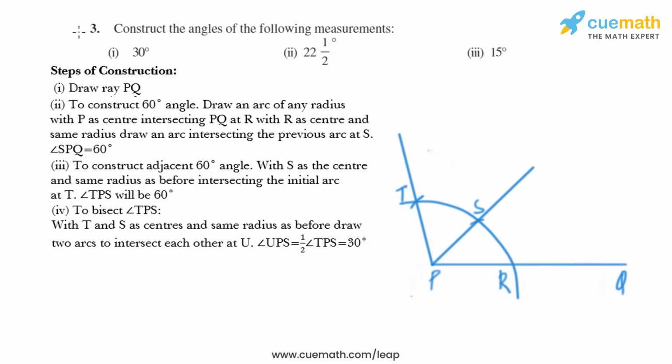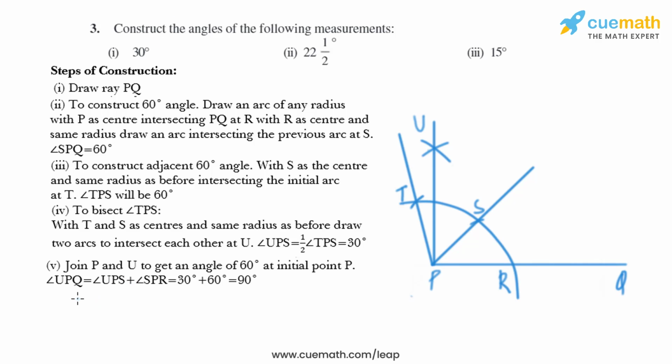So we'll put the compass at T and we will draw an arc like this. Again we'll put the compass at S and we will draw another arc that intersects this arc and we'll name it as U. Now we just have to join U and P. We will get angle UPS that equals 30 degree. So we have got angle UPQ that equal angle UPS plus angle SPR that equal 30 degree plus 60 degree that equal 90 degree. So we have got angle UPQ as 90 degree.